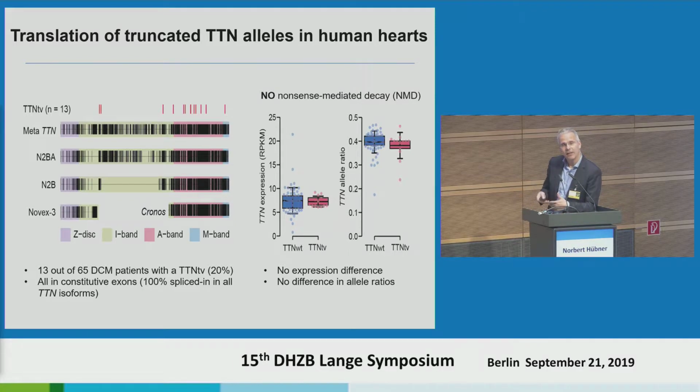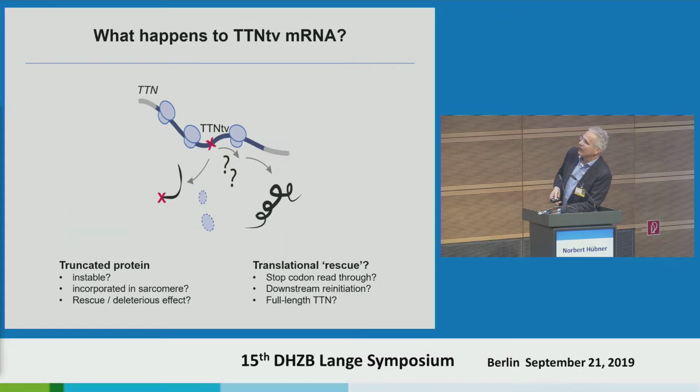Normally what happens, or what we perceive actually, is that the RNA is then degraded, and we call this process nonsense-mediated decay. If we look at titin truncating variants and compare those that carry a titin truncating variant and those that do not, the wild type, the healthy subjects, we see that there is basically no expression difference and no differences in nonsense-mediated decay.